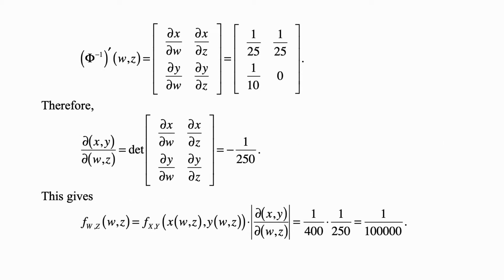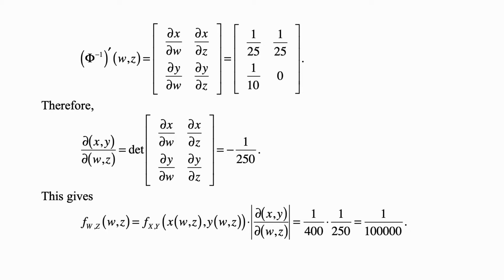So the partial of x with respect to w is equal to 1 over 25. The partial derivative of x with respect to z is 1 over 25. The partial derivative of y with respect to w is 1 over 10. And the partial derivative of y with respect to z is 0. And the determinant of this is negative 1 over 250. And so the absolute value of the determinant is 1 over 250.